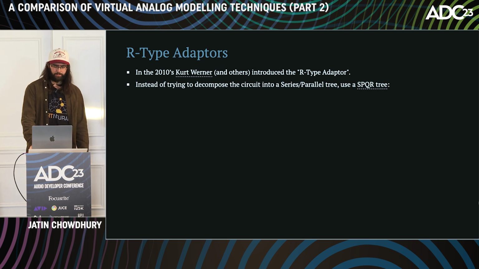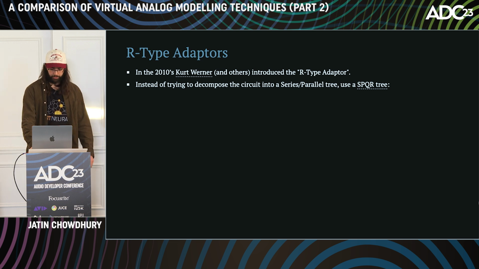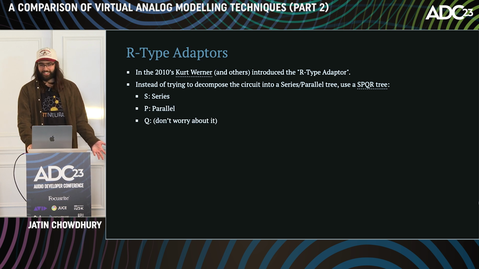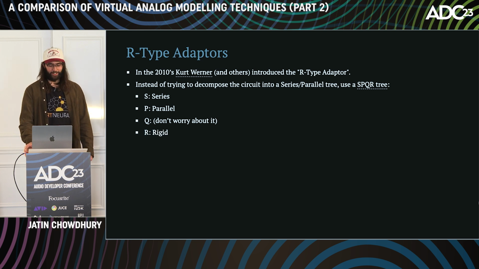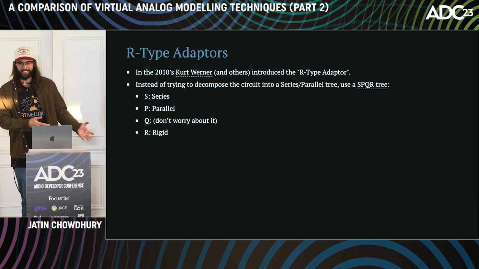And so the fundamental change here is that instead of thinking about everything in our circuit as either in series or parallel, we're going to use this thing called an SPQR tree. S is just series, P is just parallel. Q is this thing that I've been told I should never have to worry about, but ask Kurt if you want to know more. And then R is what we call a rigid node, which is poorly defined in my opinion. It's basically any node that's not S, P, or Q is R.